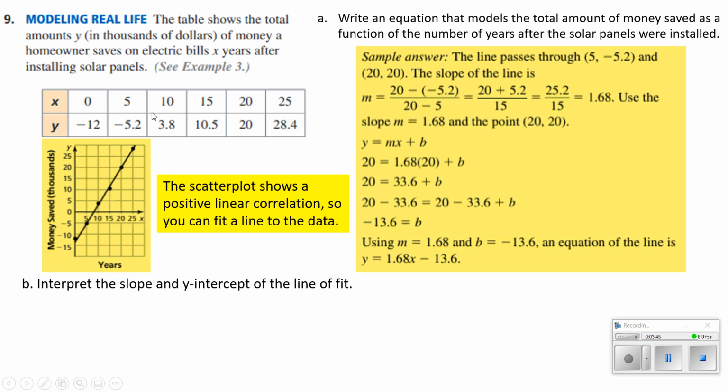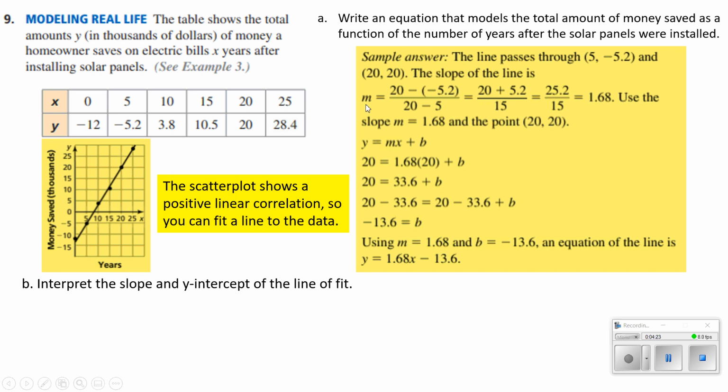We're not necessarily going to use these coordinates over here, but if we do happen to have two of them that are sitting right on the line, like this one here, we've got 20 and 20, right? And we also have, let's see, 5 and negative 5.2, all right? So we have a couple here that we can use that are right on the line. The other ones look like they're a little bit below it or above it. So we're going to go with those.